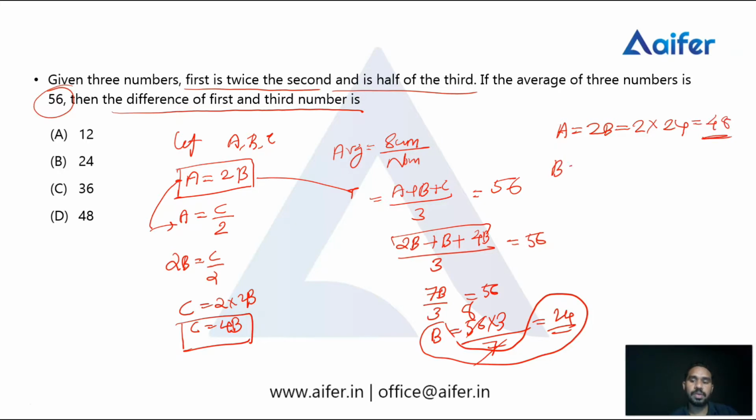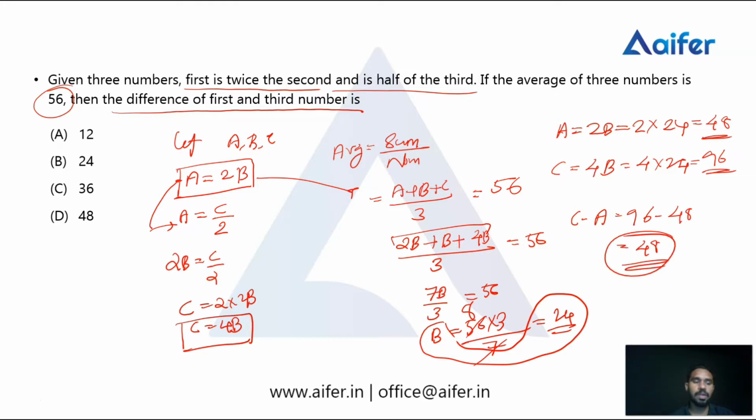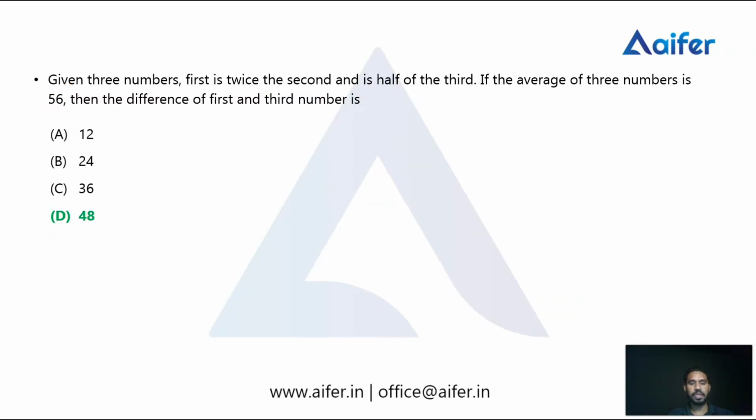Then we need to find C. C is equal to 4B, that is 4 into 24, which is 96. So we need to find the difference between the first and third. Here the third is bigger, so C minus A is equal to 96 minus 48, which is 48. So the difference is 48. So our option is option D, 48.